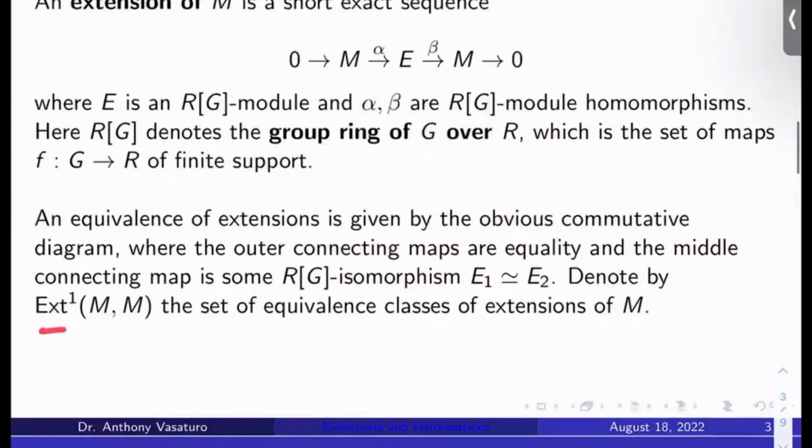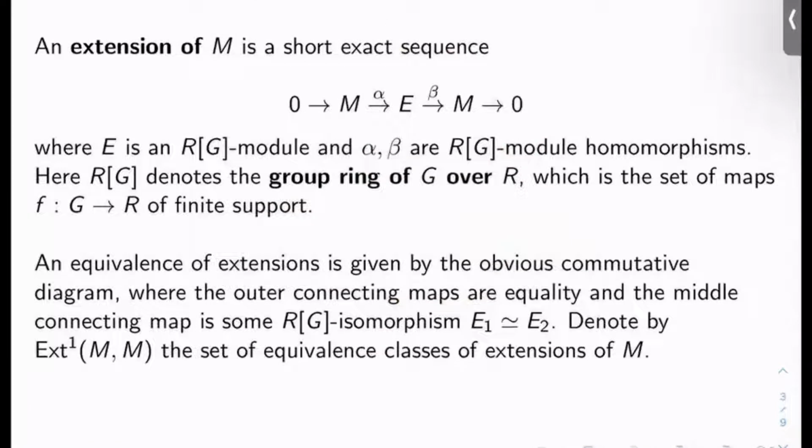Let's denote by X^1(M, M) the set of equivalence classes of extensions of M. Because in reality, what's going on here is you could call this an extension of M by M, actually. E is an extension of M by M. Okay, so that's what this notation is trying to get across.